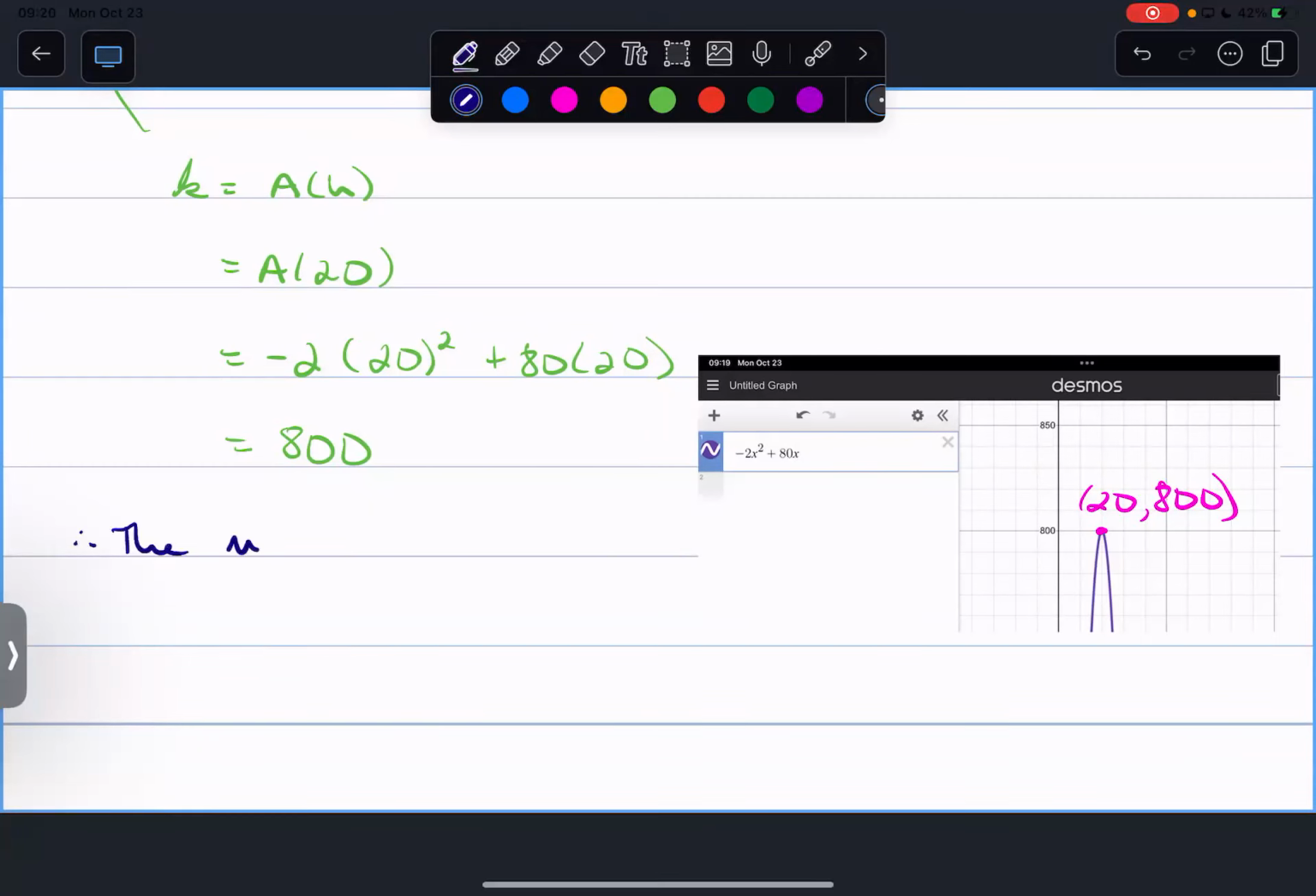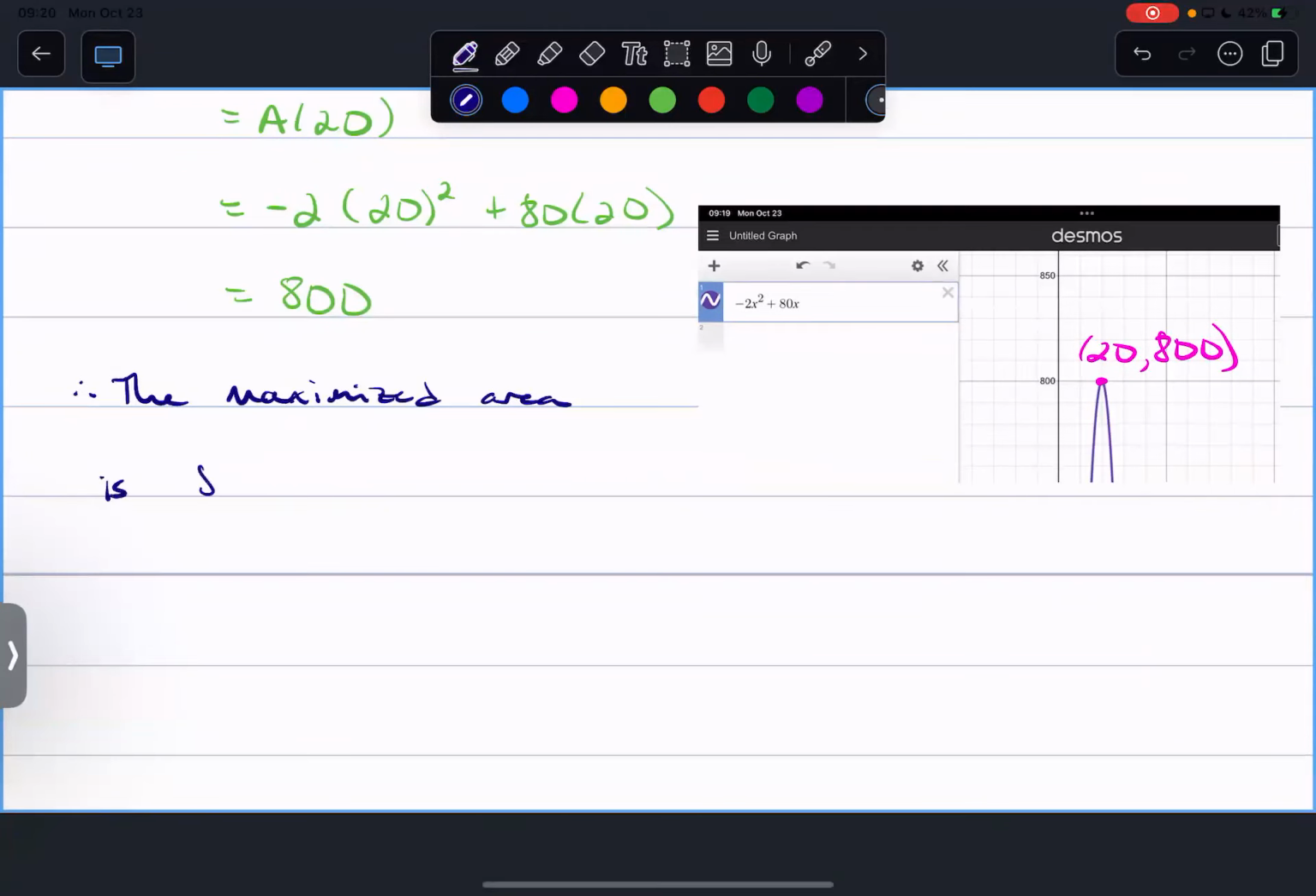Therefore, the maximized area is 800 square feet, I guess, but don't tell Sydney, I don't care about units. Or Allison for that matter. Don't tell anyone, okay?